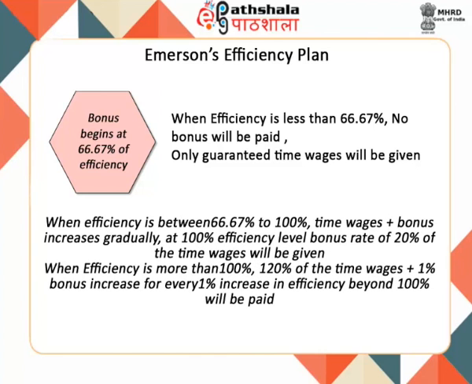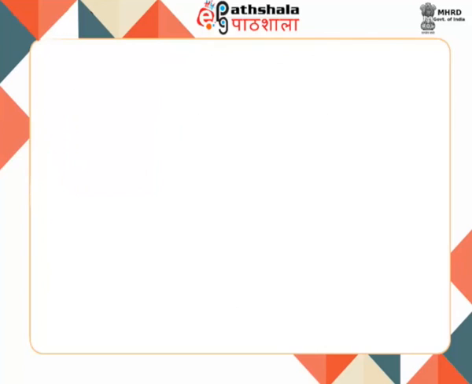When efficiency is between 66.67% to 100%, time wages plus bonus increases gradually. At 100% efficiency level, a bonus rate of 20% of the time wages will be given. When efficiency is more than 100%, 120% of the time wages plus 1% bonus increase for every 1% increase in efficiency beyond 100% will be paid.